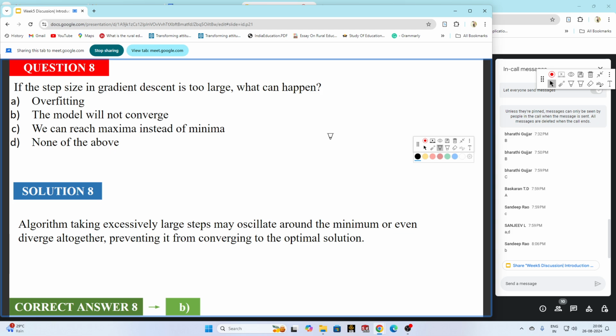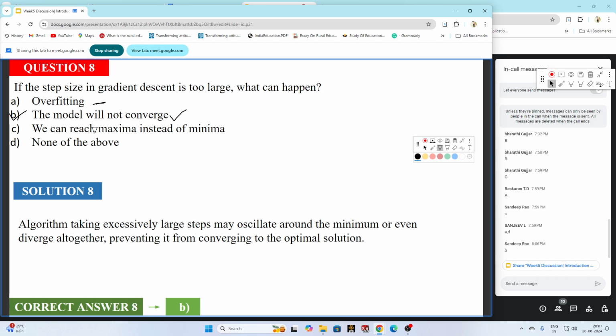That means it will not reach the local minimum. Okay, so that is the right answer. So option B is your right answer. Overfitting is always related to data. More than the model, overfitting is related to data, but here it is related to the model. Eta is your model parameter, so that is why we cannot tell about overfitting.